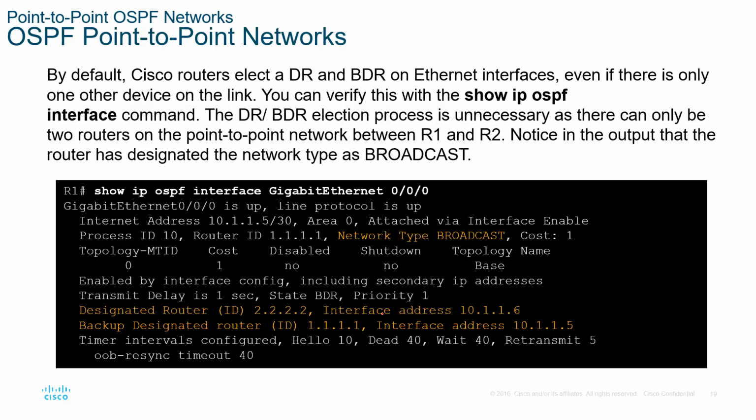So by default, Cisco routers elect designated routers and backup designated routers on Ethernet interfaces, even if there is only one other device on the link. So you can verify that by using the command show IP OSPF, then the interface. In this case, if I say show IP OSPF, then gigabit 0/0/0, it is going to tell me after the router ID that I am on broadcast.